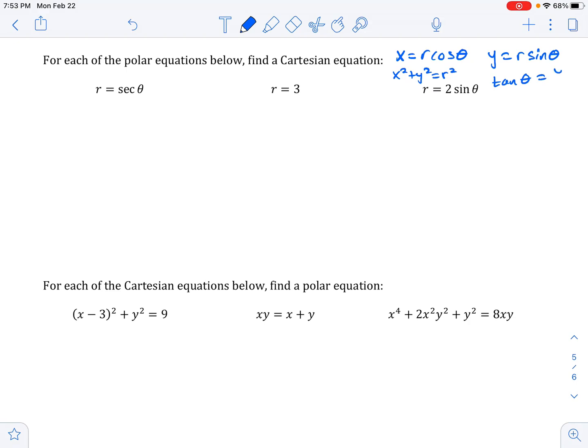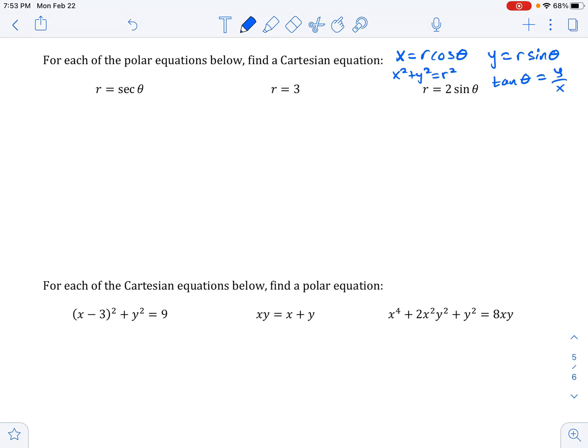theta equals y over x. You could also do theta equals the inverse tangent of y over x, of course. So either way, you could use that. But we're going to use these over and over again to substitute and to manipulate these equations, similar to how we did with parametrics. And so first we have r equals the secant of theta.